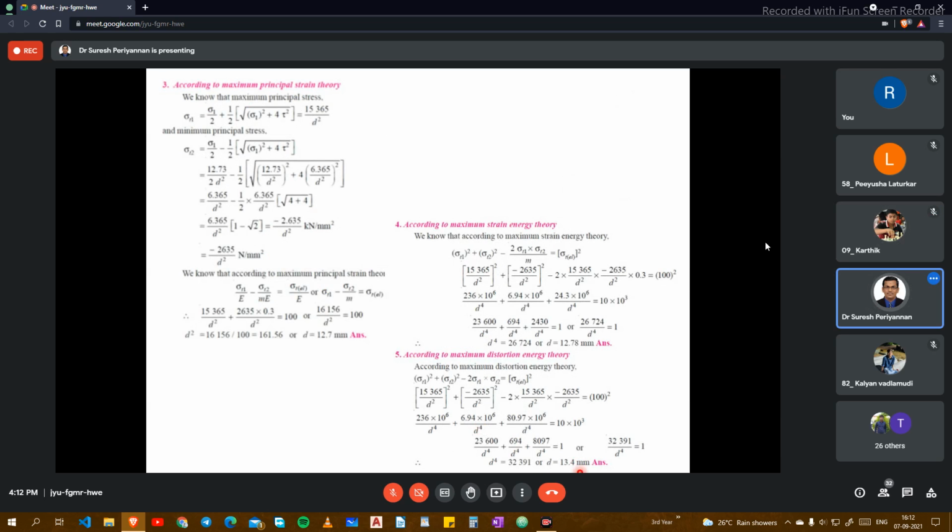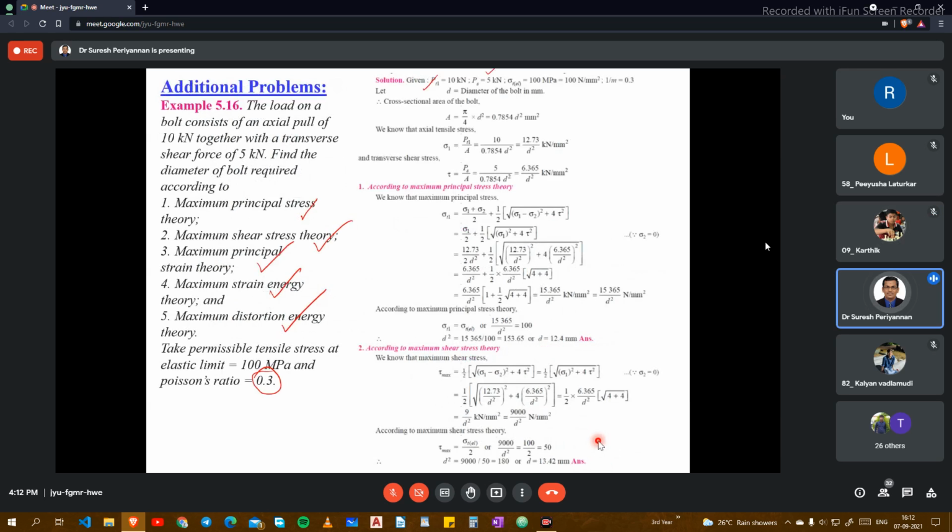13.4 or 13.4, what is that value? 13.42. Then we can consider approximately 14 or 15. That also we will discuss in the next subject. When people study design of transmission elements, they can consider a round figure value for 13.42. They may consider either 16 mm or 18 mm based on the design data book. Okay, now we can consider 13.4 mm.